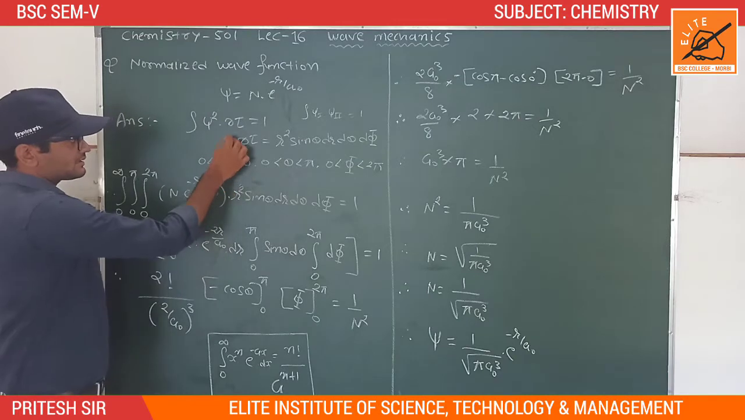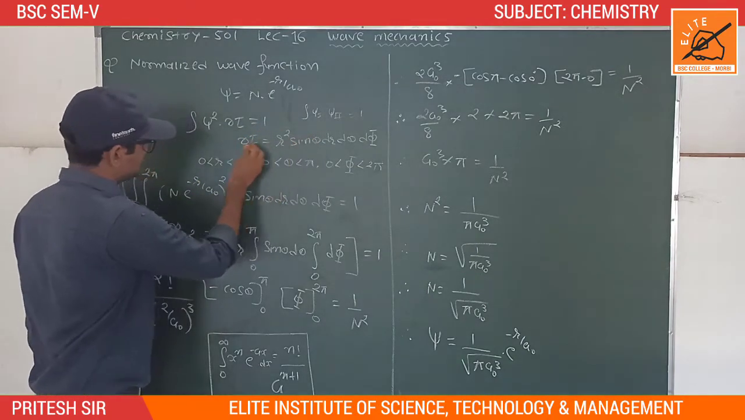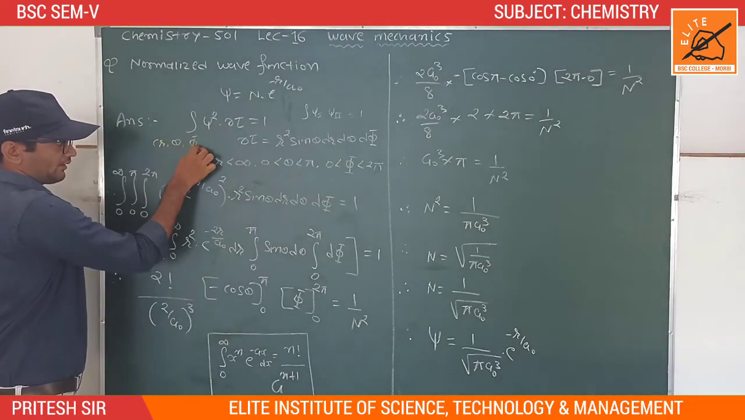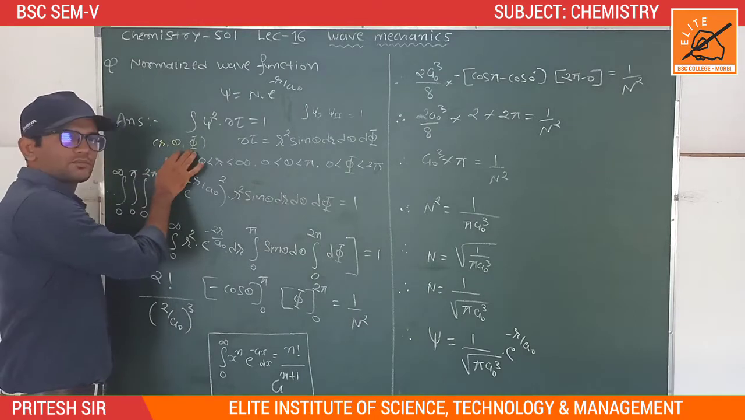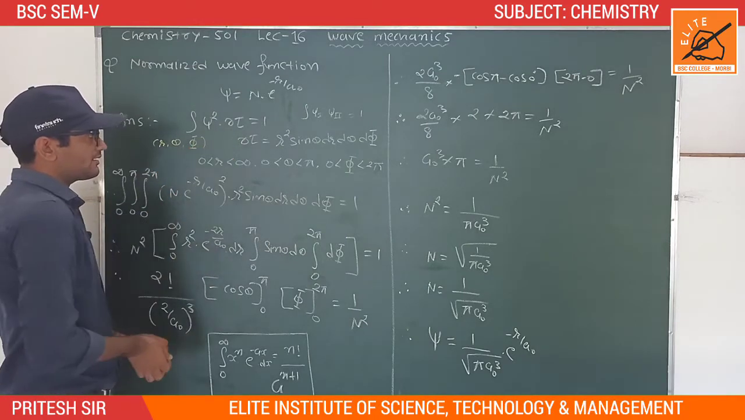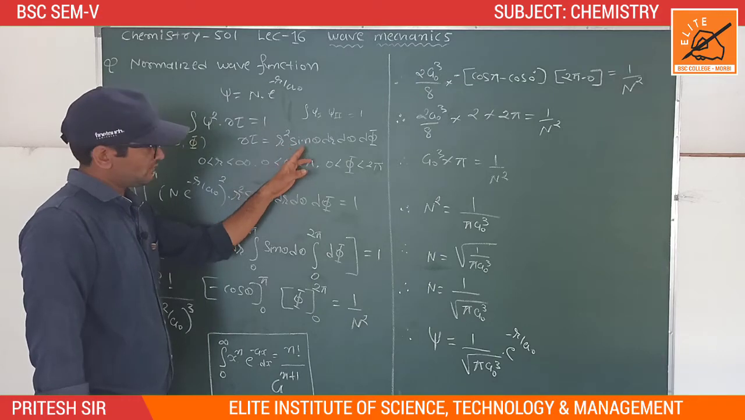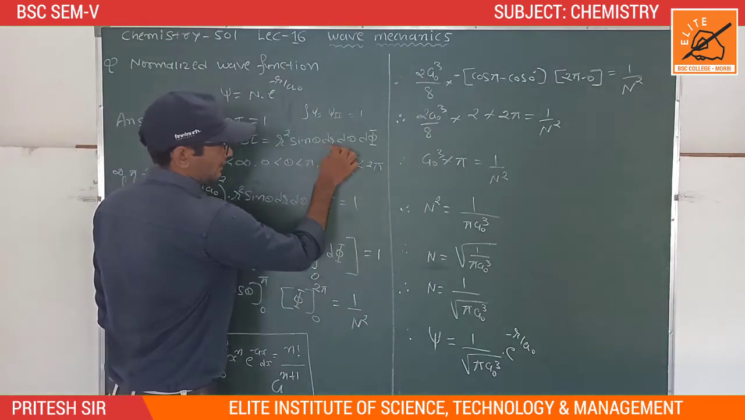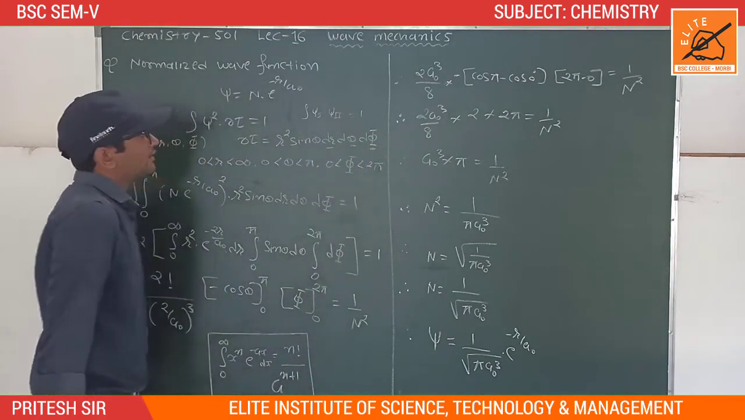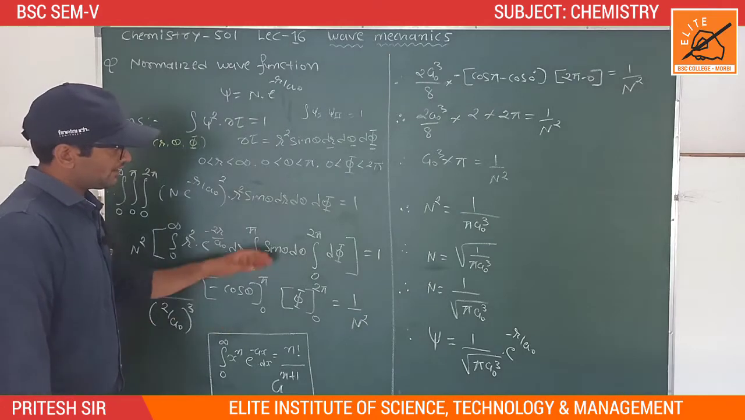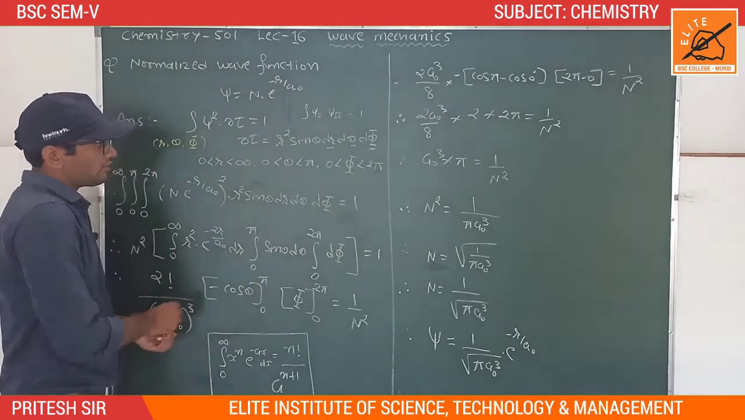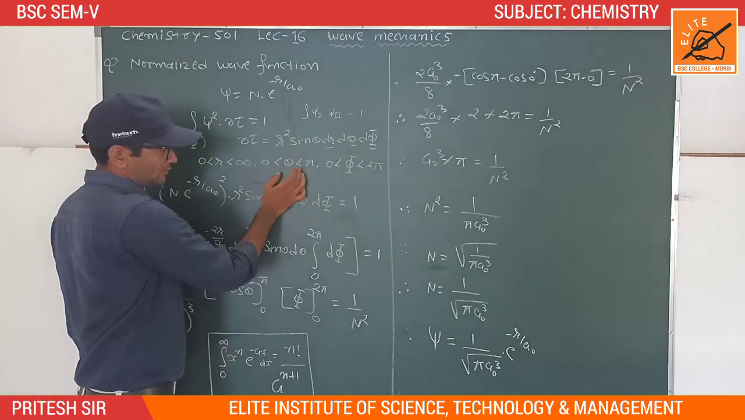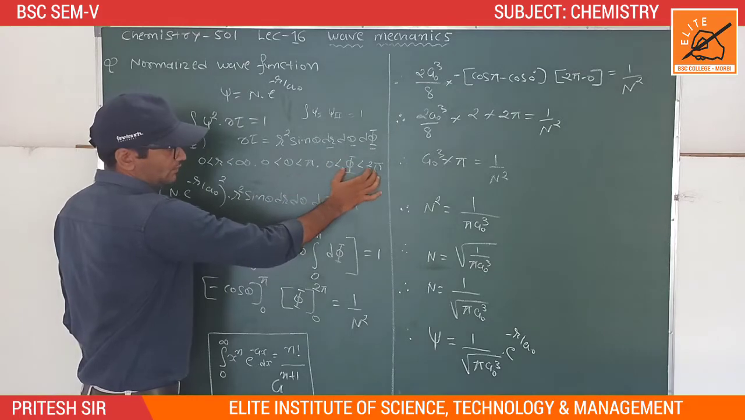For polar coordinates the variables are r, theta, and phi. These three are the variables for polar coordinates. So the volume element for polar coordinates, d tau, is equal to r square sin theta dr d theta d phi. A boundary condition is also given: the value of r lies between 0 to infinity, the value of theta lies between 0 to pi, and the value of phi is between 0 to 2 pi.